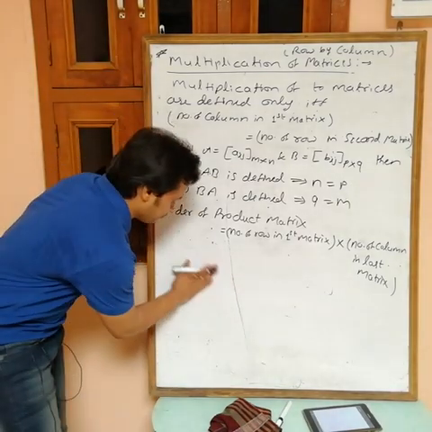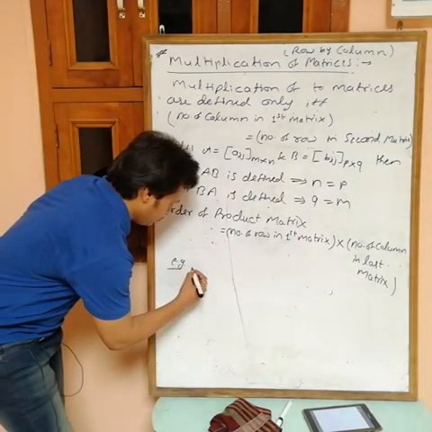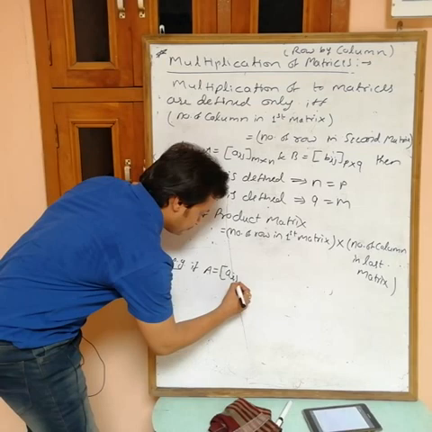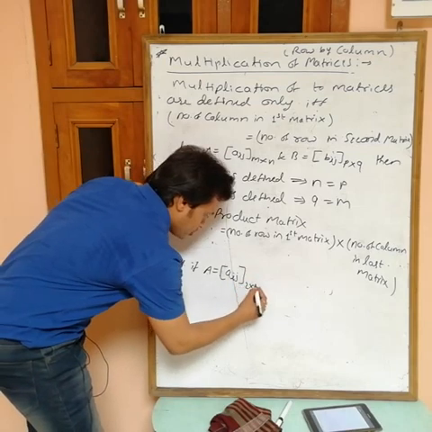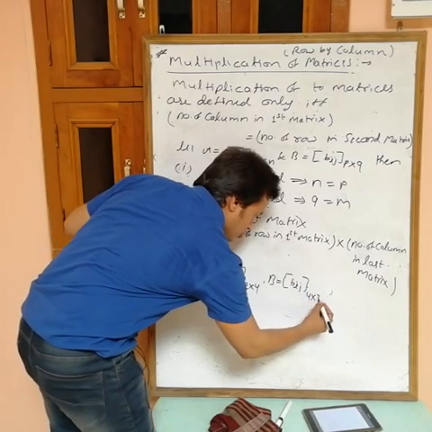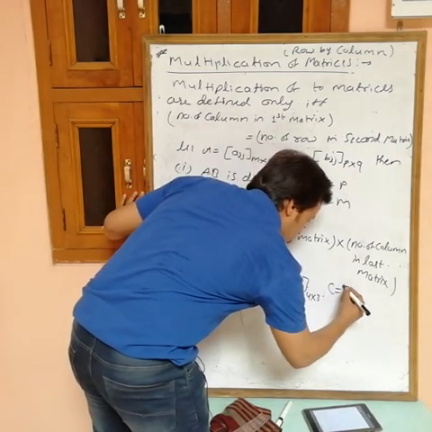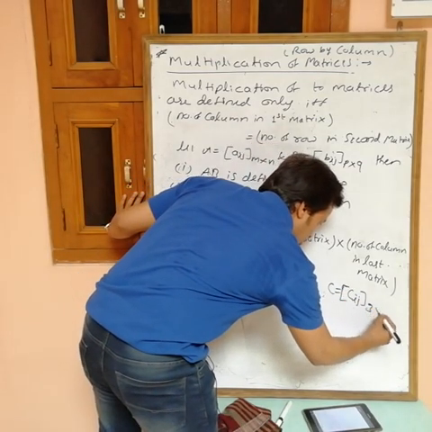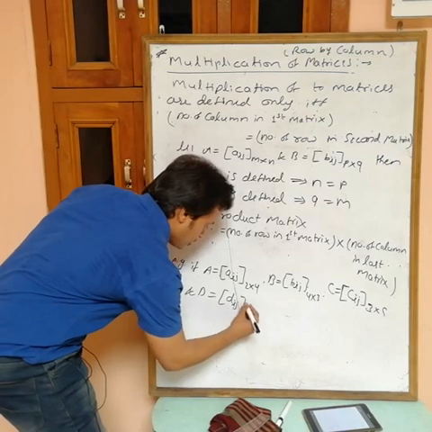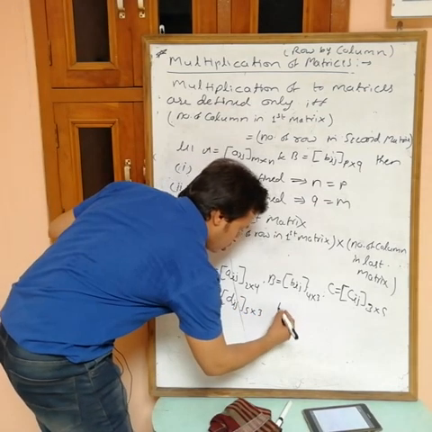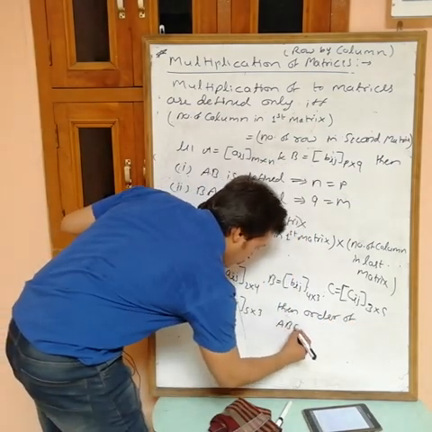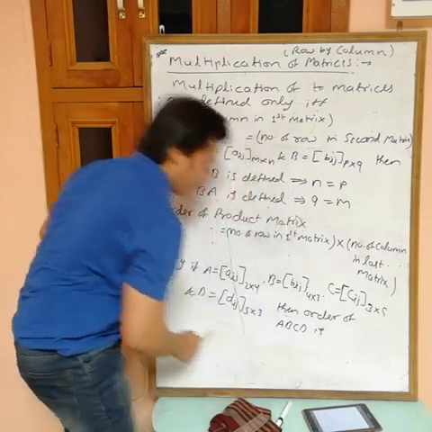For example, if A is Aij of order 2 by 4, B is Bij of order 4 by 3, C is Cij of order 3 by 5, and D is Dij of order 5 by 3, then what is the order of A into B into C into D?